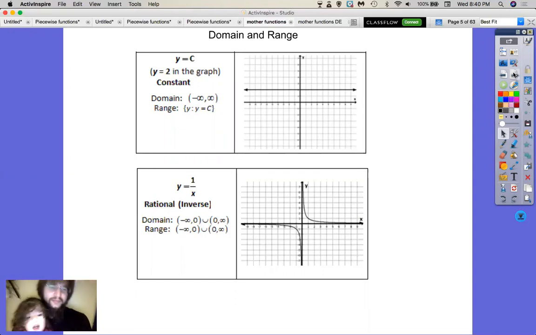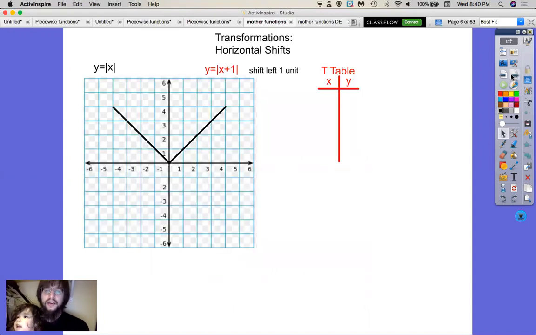Okay. So we're gonna wrap it up there for now, and tomorrow or next week, we're gonna look at transforming these mother functions.